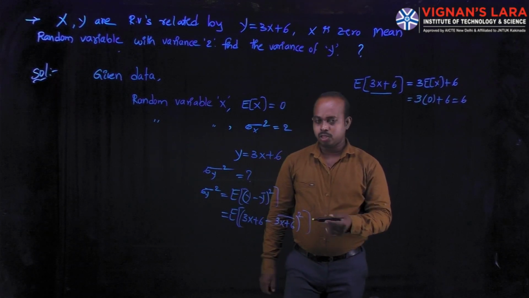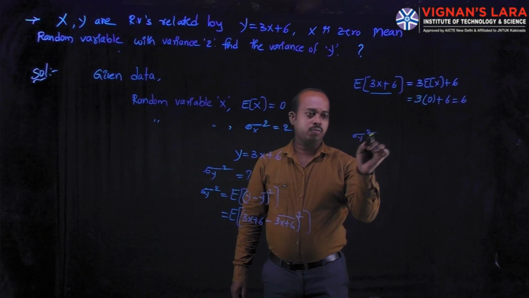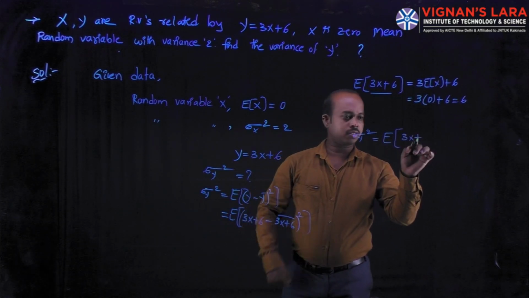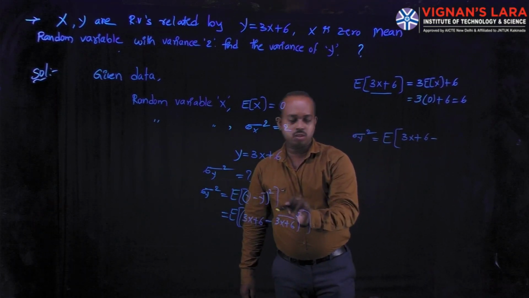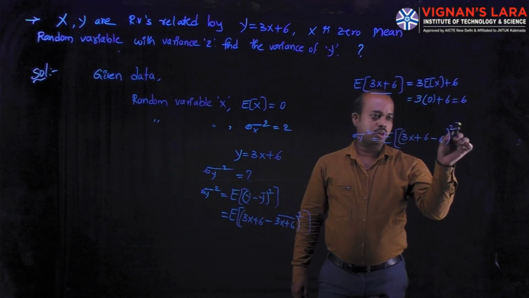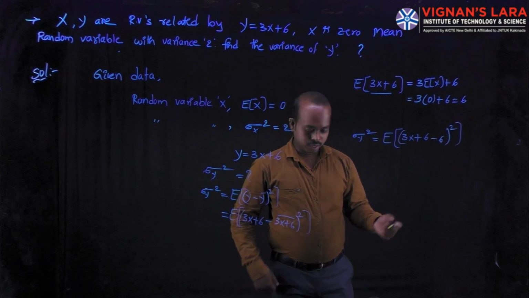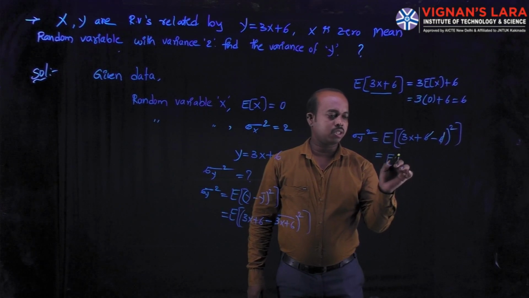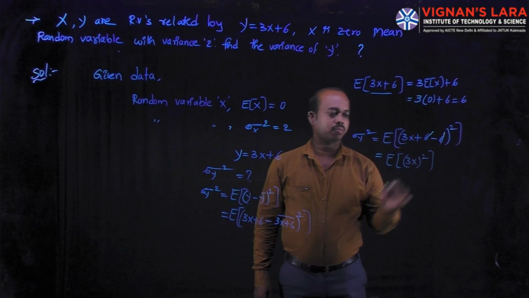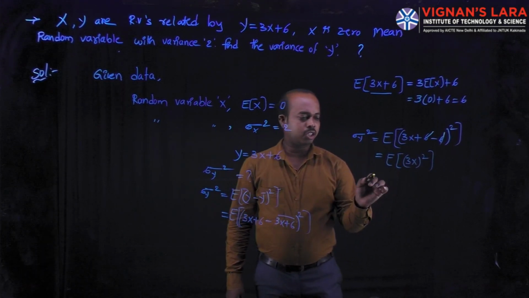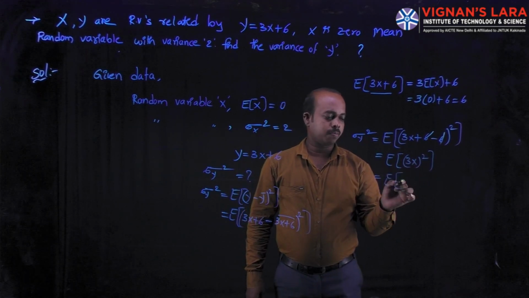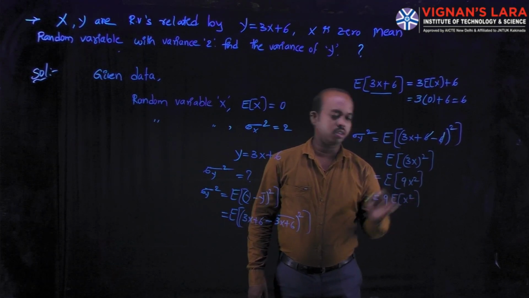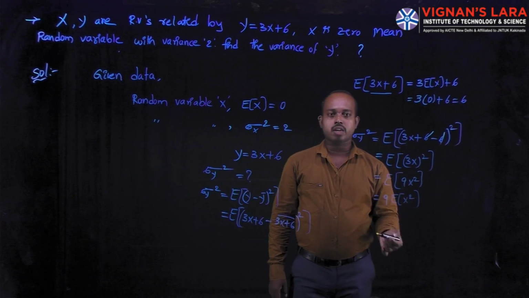Now I substitute this quantity in the equation. Sigma y square equals the expectation of (3X plus 6 minus 6) whole square. Here, 6 and minus 6 cancel, and the remaining quantity is the expectation of (3X) whole square. Applying the square, we get 9X square, so this is 9 times the expectation of X square, which is the second moment of random variable X.